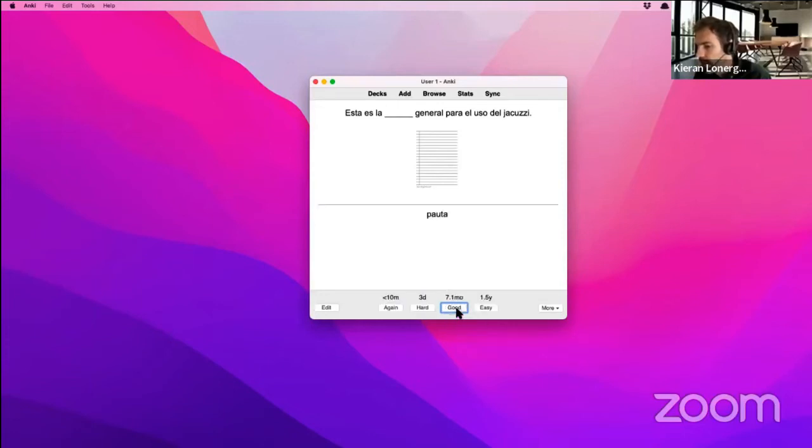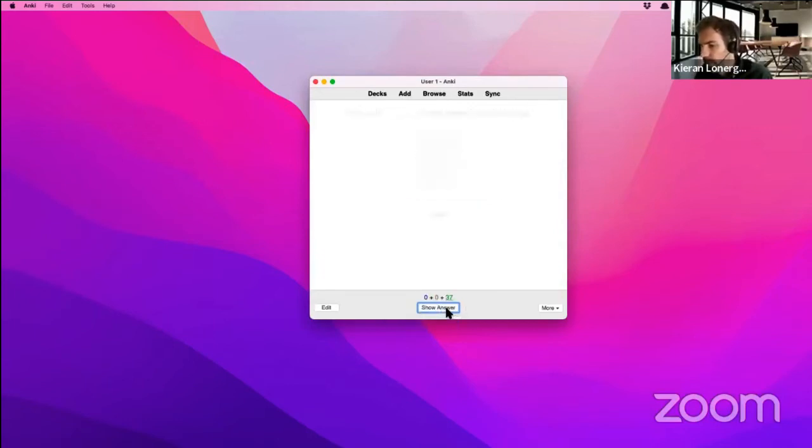Okay, good. Now, if I click this here, good, because I got it correct, you can see that I will see this card now in 7.1 months. And if I found it easy, Anki would show me this card in 1.5 years. If I found it hard, I would be showing this card again in 3 days. And if I have forgotten the piece of information, if I have forgotten what the word pauta means and how to use it, then I would click again and I would be shown that card again today.